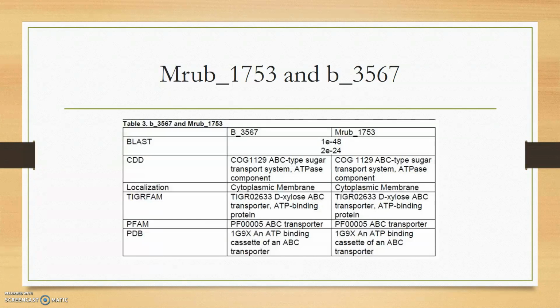The protein database hit for both of these genes was an ATP binding cassette of an ABC transporter, so it is very likely that these genes are in fact part of, or that the M.Ruber gene is in fact a homolog to the E. coli gene, as the E. coli gene encodes for the ATPase, and the M.Ruber gene certainly seems to also encode for an ATP binding protein.